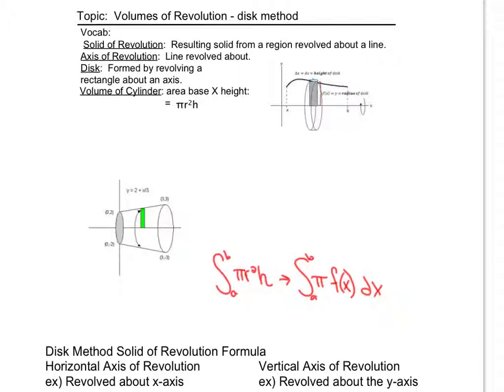So there's some vocab up here, so if you want to pause it and get it written down if you didn't print out the note sheet. A solid of revolution is basically a three-dimensional figure that results after you rotate something around a line. Your axis of revolution will be the line that we rotated around. The disk is the shape that is formed by taking a rectangle and rotating it around an axis.